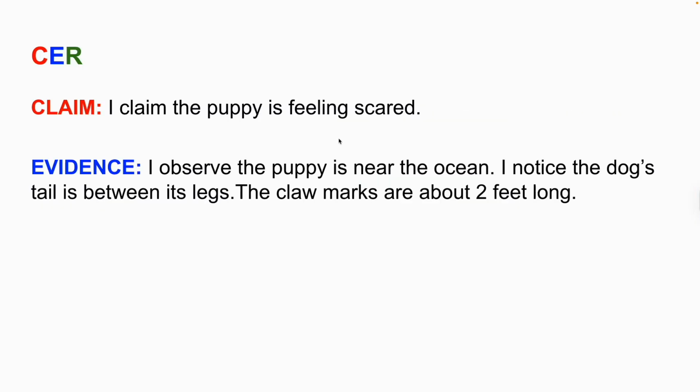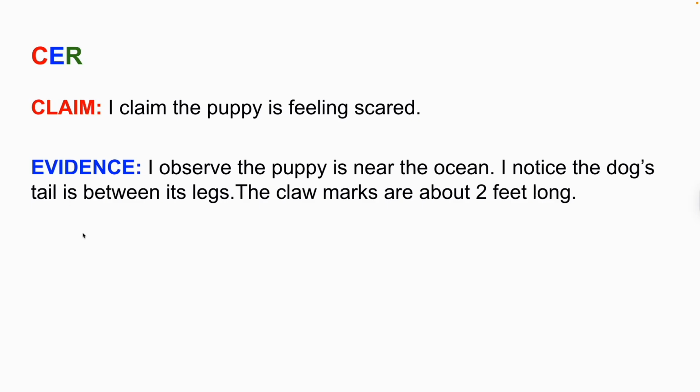This is what it would look like so far. Claim. I claim the puppy is feeling scared. Evidence. I observe the puppy is near the ocean. I notice the dog's tail is between its legs. The claw marks are about 2 feet long. Okay, I got my claim and I got my evidence.